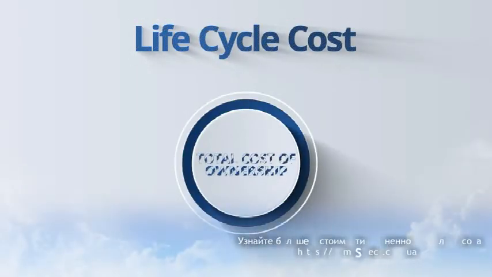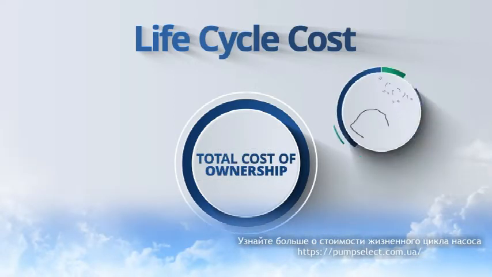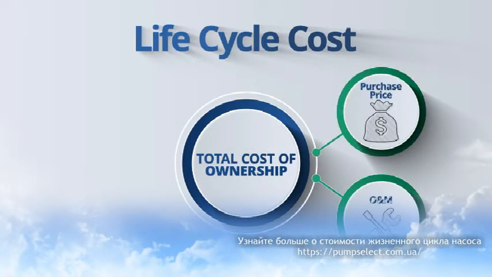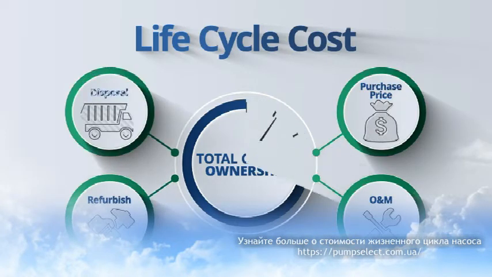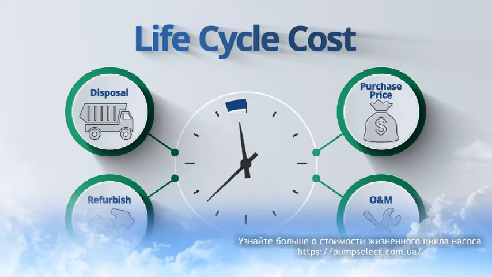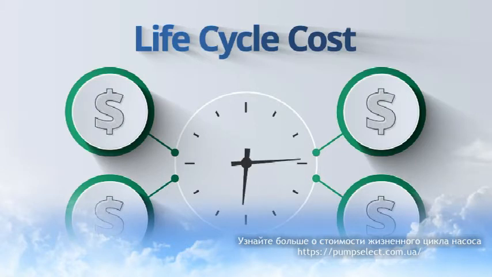What does life cycle cost mean? It's actually a pretty simple concept. It means the total cost of ownership of an asset: the purchase price, the cost of operating and maintaining it, refurbishments, and finally, disposal. But figuring out life cycle cost can get tricky. Sometimes assets that are cheaper to buy end up costing more over time, especially if the asset uses energy.